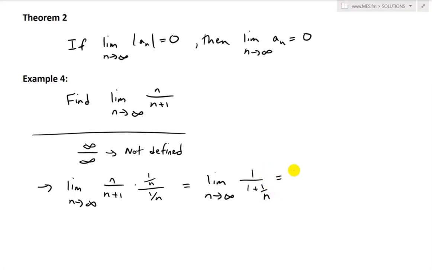Now we can use the limit laws. This becomes 1 over 1 plus the limit as n approaches infinity of 1 over n, just for completeness' sake. In other words, this bottom part right here approaches 1 over infinity, which approaches 0. So we get 1 over 1 plus 0. In other words, we get a 1. And we just proved it.